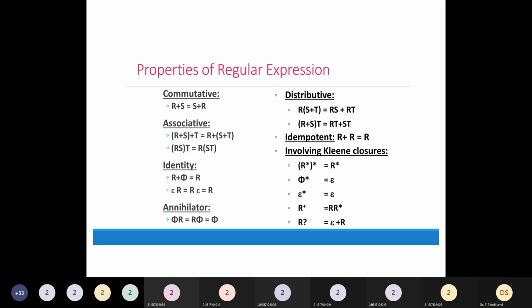Okay. And then coming to the next one, distributive: R(S + T) = RS + RT, (R + S)T = RT + ST. And then the next one, R + R = R. And then the last one, (R*)* = R*, which is equivalent to star: φ* = ε, ε* = ε, R* = R*, and R = ε + R. So these are all the basic properties of our regular expression.